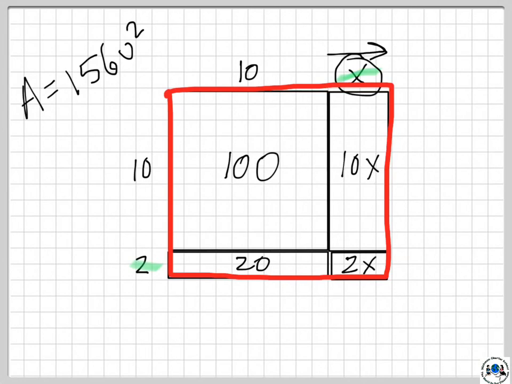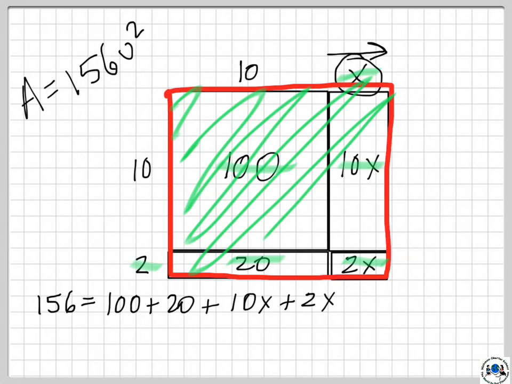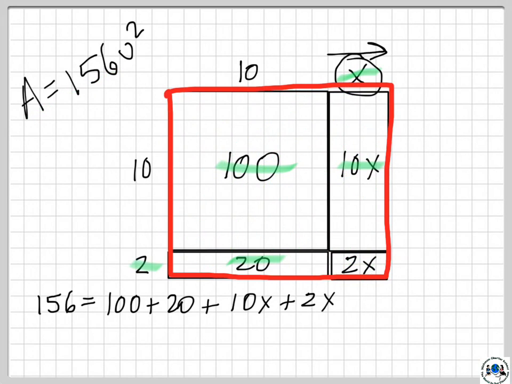Alright, so here we go. Our initial expression would look something like this. 156 equals, or is the same as, 100 plus 20 plus 10x plus 2x, because we are being told that the entire area, this entire new square, is 156 units squared. Therefore, we know that it's going to be the sum of all of those, and this is just like what we did earlier in this lesson. It's going to be the sum of all of those, so when you add up all those, they should be the same.